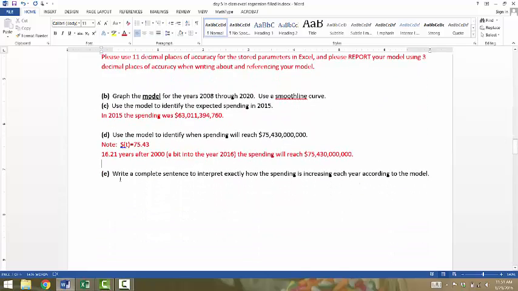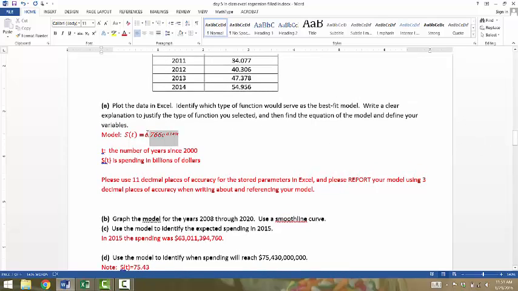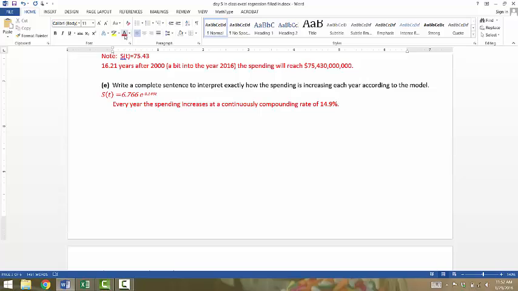Write a complete sentence to interpret exactly how the spending is increasing each year according to the model. So again, when I'm referencing and answering questions about this model, I'm going to use this 3 decimal places of accuracy. So I'm going to use this equation here as I wrote in part A. Okay, so this y-intercept is 6.766, meaning initially in the year 2000, this model predicts that the spending was $6.766 billion. And this 0.149 tells us that the function is increasing at a continuously compounding rate of 14.9%.